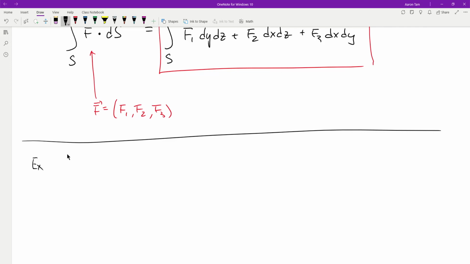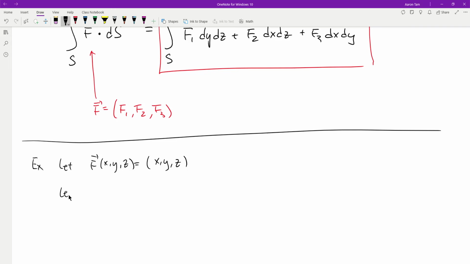So here's an example. We're going to start by letting vector F of x, y, z be equal to just x, y, z. A very basic vector field where it basically takes the position and points a vector in that direction. If you want to know what this vector field looks like, you can imagine there's an explosion at the origin and everything gets pushed away.